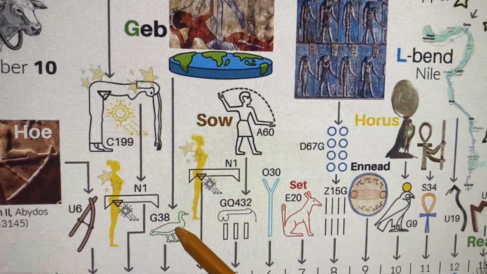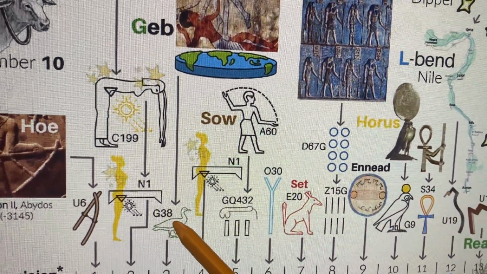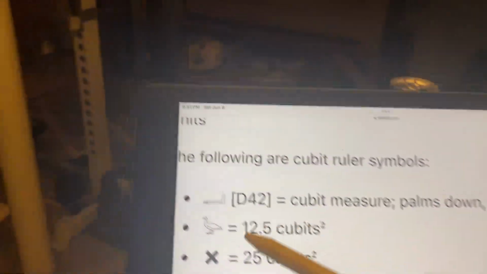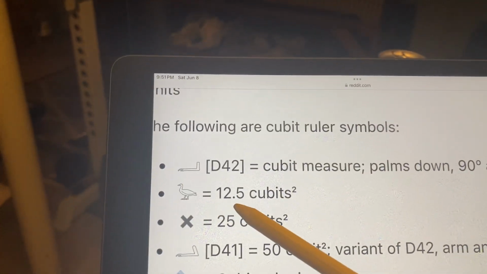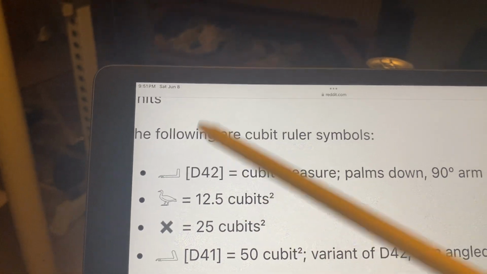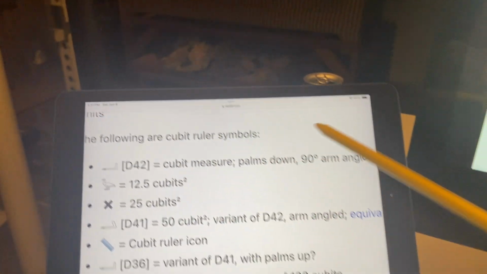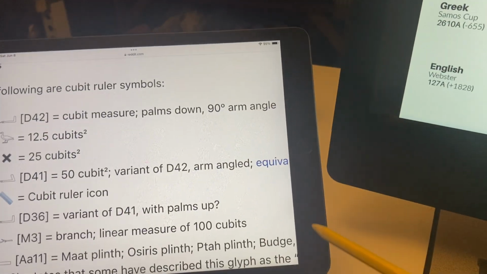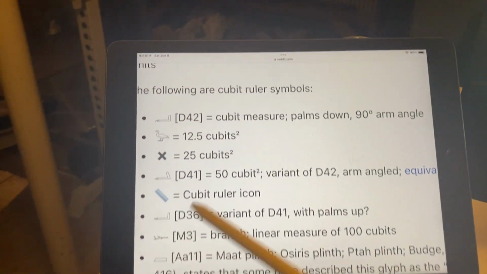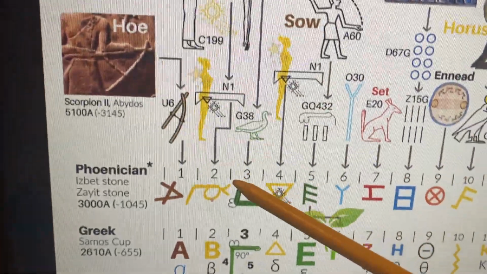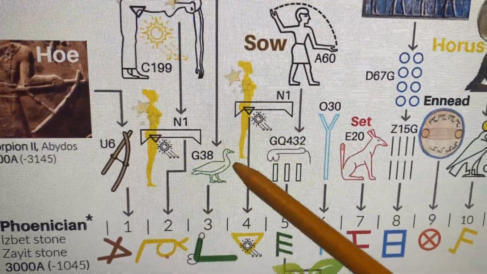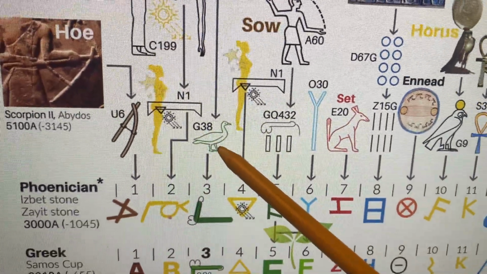He became this goose, G38, which mathematically means 12.5 cubits squared. That means an area kind of like this for growing crops. 12.5 cubits by 12.5 cubits. So 12.5 cubits, this is where the word geometry comes from. If you go to the Reddit God Geometry sub, you can learn more about this.